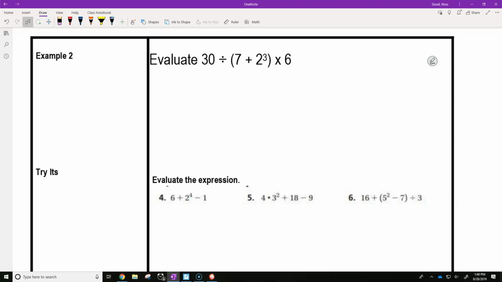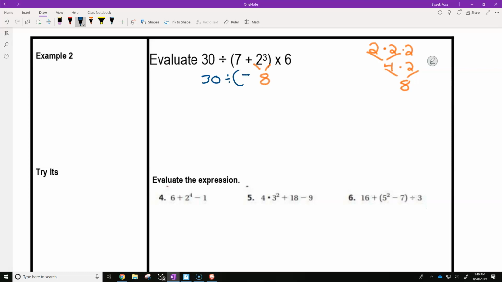We did exponents yesterday. So, here's how I would show my work. I would start off by saying I have to do my parentheses, 7 plus 2 to the third. Inside parentheses, I see 7 plus, but I also have an exponent. So I'm going to simplify 2 to the third power, and on the side I'd show my work. 2 times 2 times 2, that's 4 times 2, which gives me 8. Now, do I still need my parentheses? Yeah, I didn't simplify it all the way.